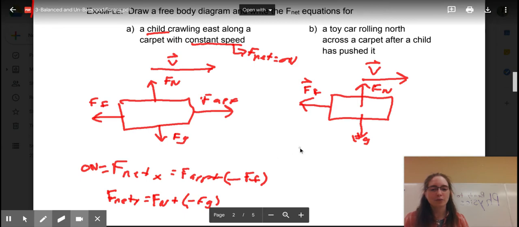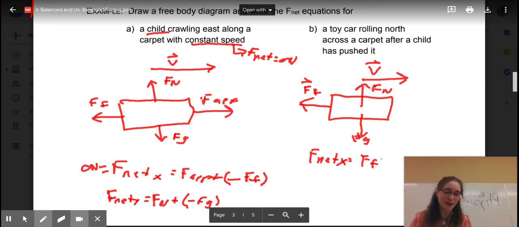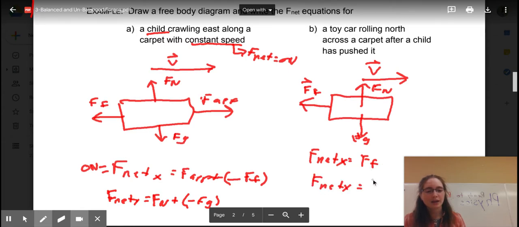In this case, when we get to our Fnet equation, on the x value your Fnet is only going to equal the force of friction. That's the only force actively acting on that car right now. When we look at our Fnet on the y, it is going to equal the same as our previous equation, our Fn plus our negative Fg.